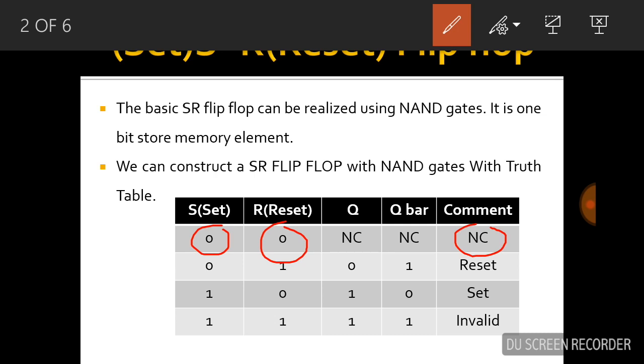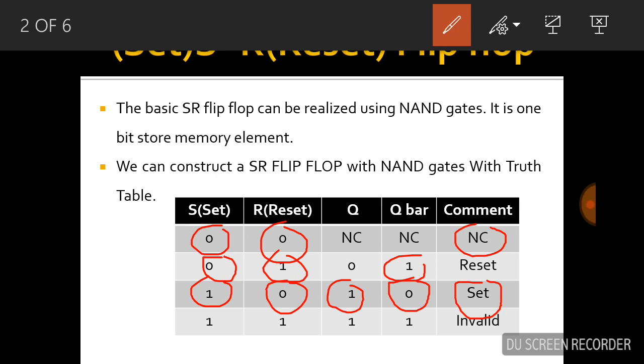After that, if the inputs S and R are 0 and 1, then the outputs are 0 and 1. Here Q bar is 1 and R is 1, hence the output becomes reset. If you provide S equal to 1 and R equal to 0, then the output Q is 1 and Q bar becomes 0. So here Q is equal to 1 and S is equal to 1, so the output becomes set.